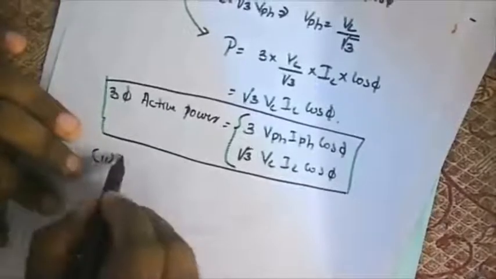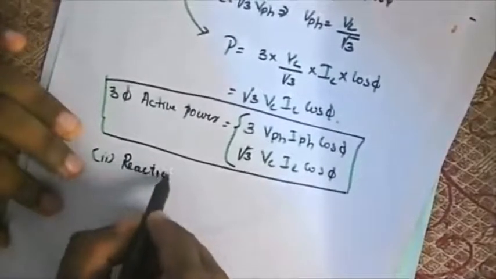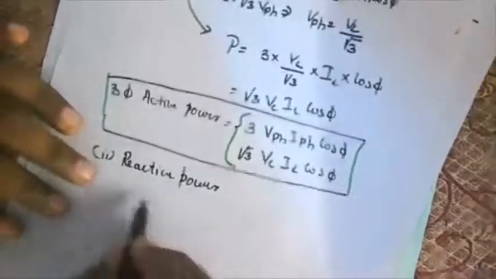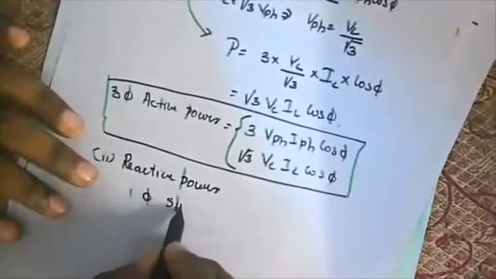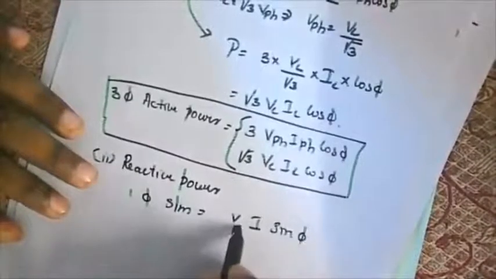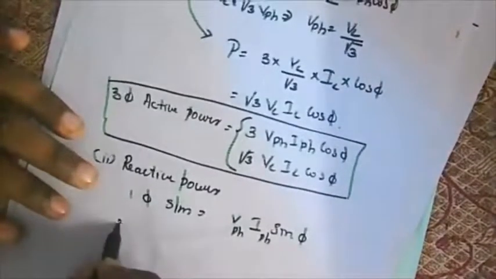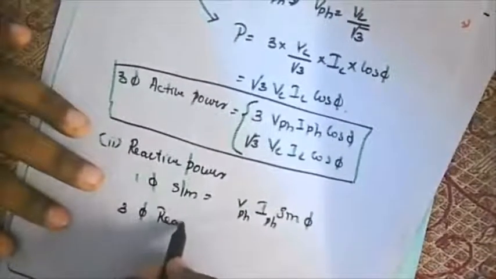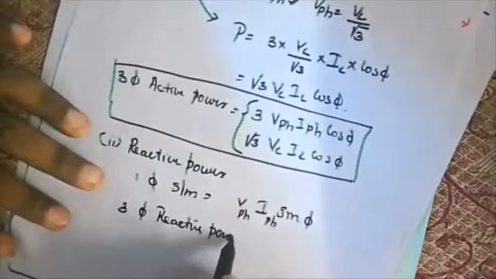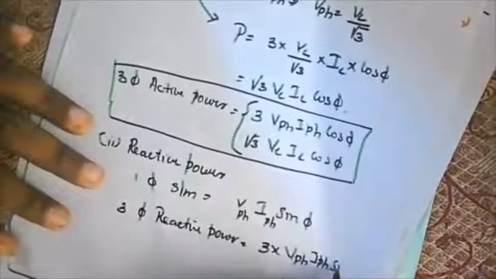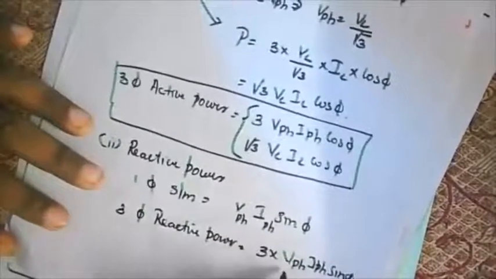Now, what is the case with reactive power? Second one, reactive power. For a single phase system, reactive power is VI sin phi. Instead of V and I, we can write V phase I phase sin phi. Then for three phase, how much will it be? Three-phase reactive power is equal to 3 into V phase into I phase into sin phi.